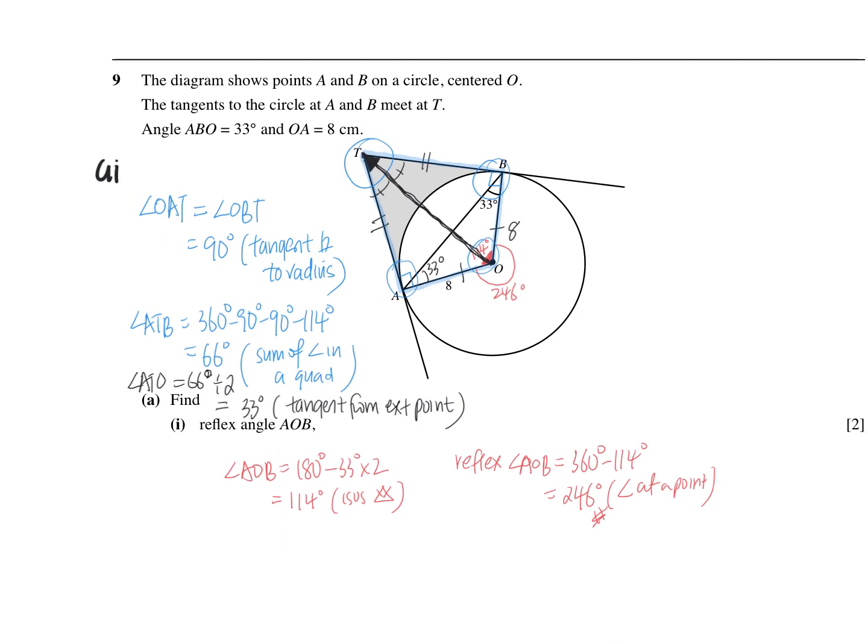Okay, so this is part 2. Find the length of TA. Okay, let me draw the part of the triangle I'm interested in.